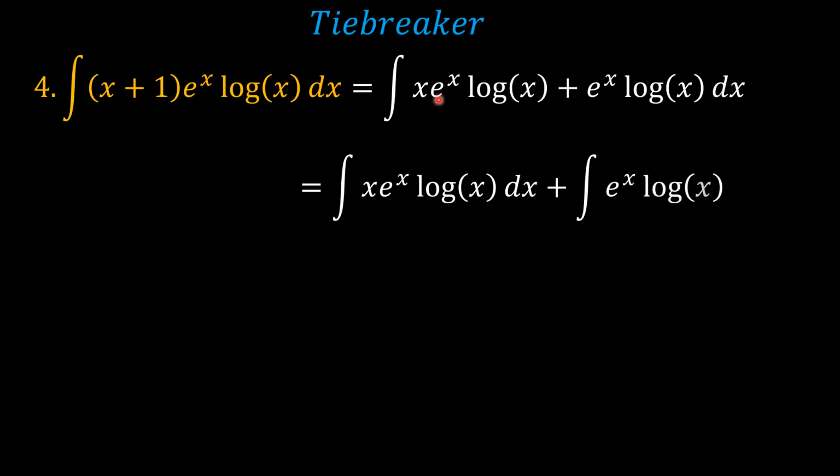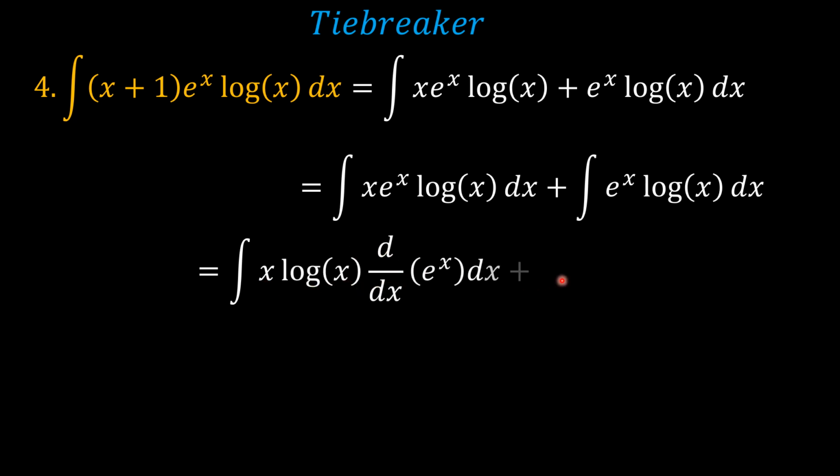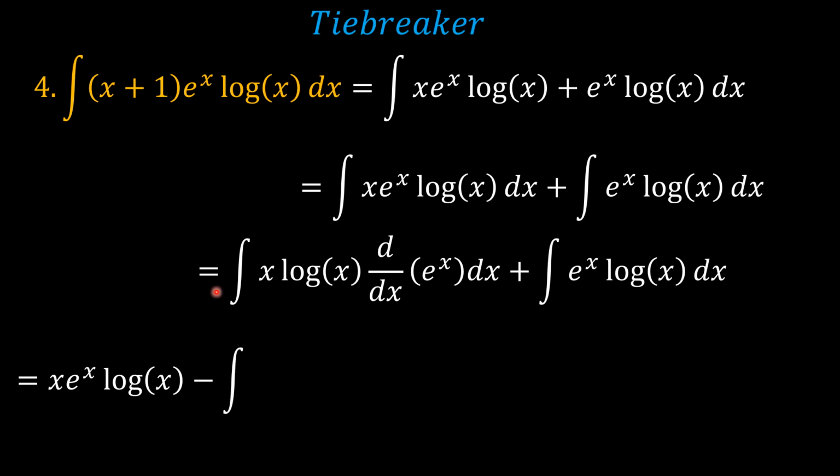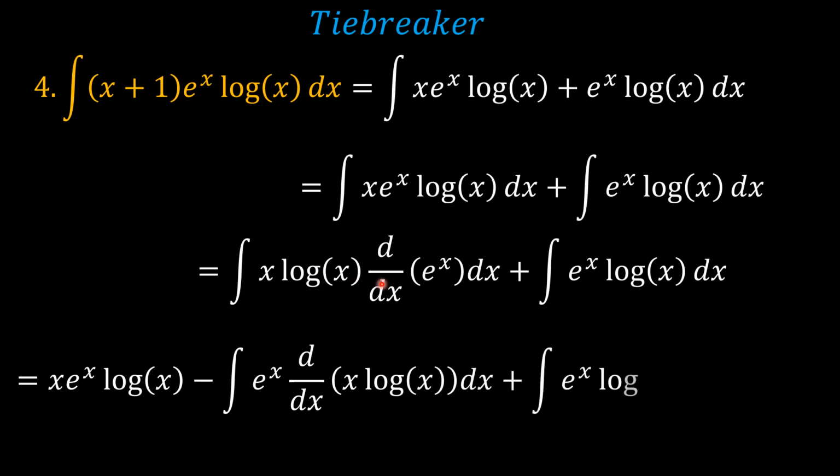means that we can express this e to the x as the derivative of e to the x. And the reason I'm trying to do that is because I'm trying to exploit integration by parts. So x times natural log of x times the derivative of e to the x plus the integral of e to the x times natural logarithm of x. And so since integration by parts means if you have a product of v and the derivative of u integrated, that is equal to uv minus the integral of u times the derivative of v. And so in this scenario here, this is our u and this is our v.